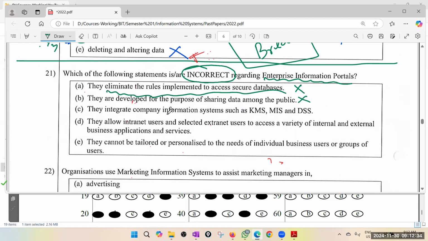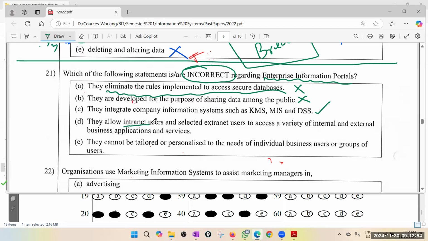They integrate company information systems such as KMS, MIS, and DSS. Yes, that can be the case. So an enterprise information portal may be integrated with these so that they can access these systems also from the enterprise information portal. I'll go for yes.